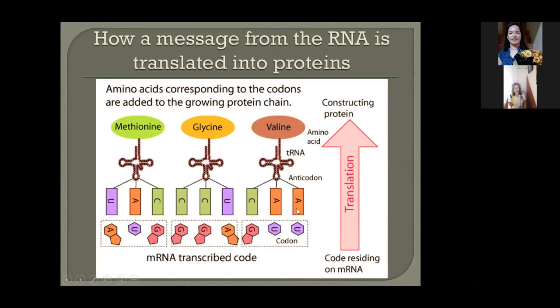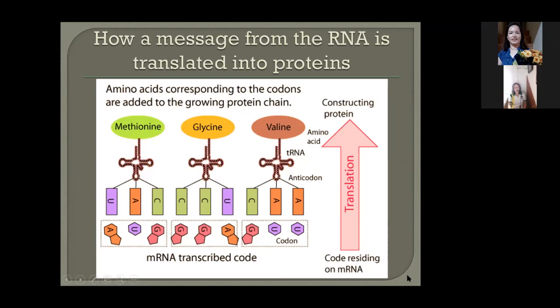Since uracil will match with adenine and guanine with cytosine, this will be the anticodon that will represent valine. That's the amino acid. For this sequence, this will be the anticodon, and that will represent glycine. And for this 3 sequence, for the code, this will be the anticodon, and that stands for methionine. Okay, so adding of 3, and then this will add to the chain. Okay, and then when it hits stop, it will produce the protein.